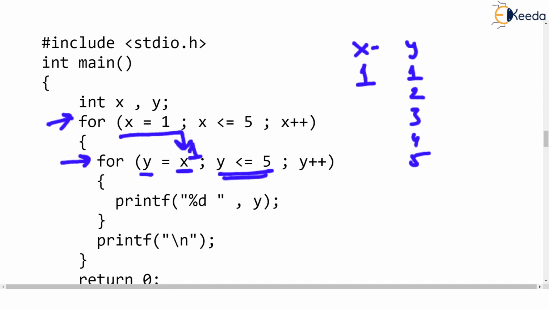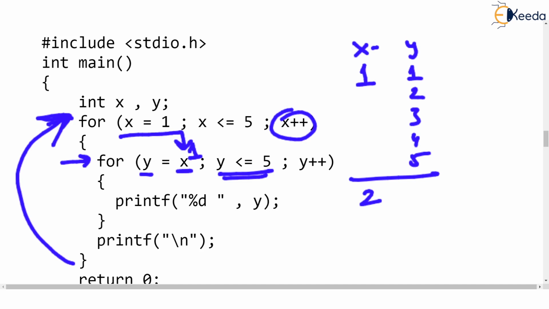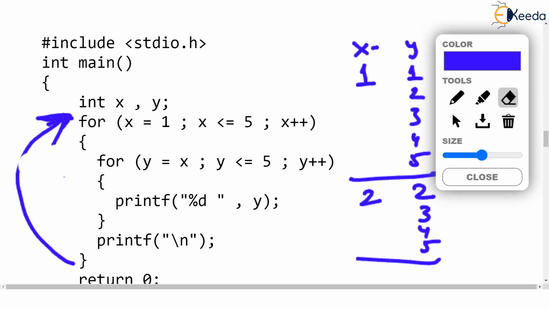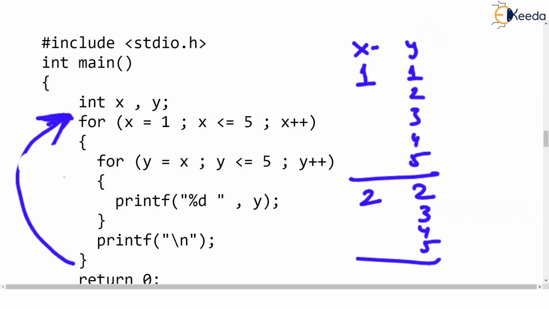Correct? And then next time when this outer loop repeats, x is going to be 2 due to this x plus plus. When x is 2, the inner for loop will start y with x. But listen, x is 2 now. So y will begin with 2 and go up to 5. So y will be 2, 3, 4, 5. Just check. Now next time the outer for is going to make x equal to 3. But when x is 3, the inner for will start y with 3 because x is 3 and go up to 5. So y will be 3, 4, 5.